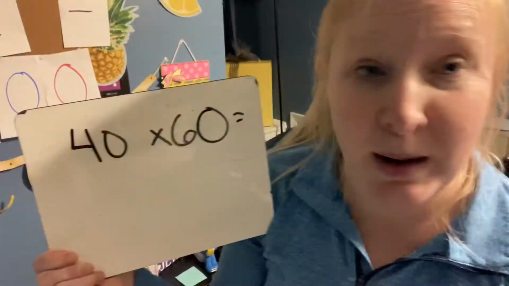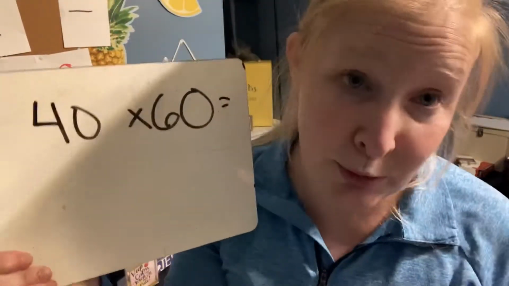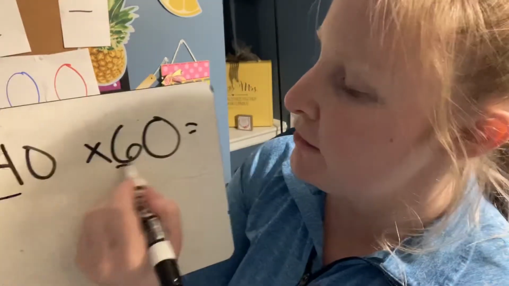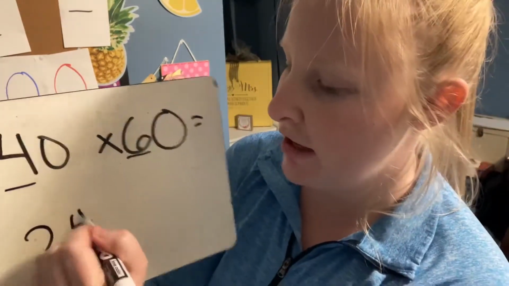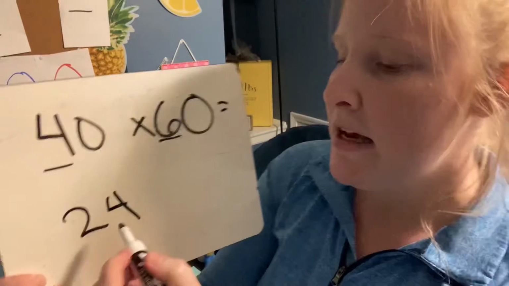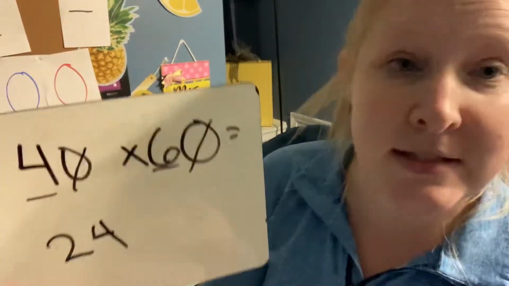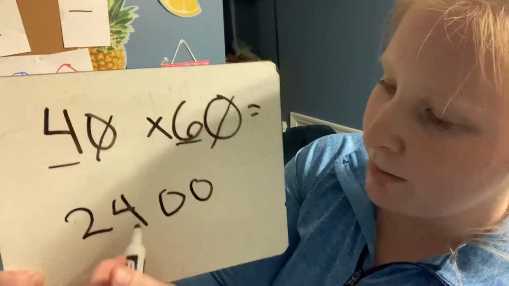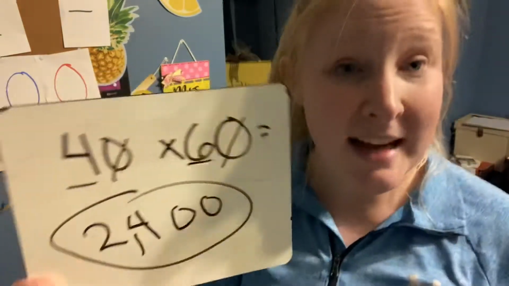Now, of course, you're probably not gonna be moving across zeros on a bulletin board like I did, but you can still represent the wax on, wax off strategy by showing crossing off those zeros and waxing them onto our product. 40 times 60 is 2,400. And of course, you can use this trick in any equation that you're multiplying across zeros.